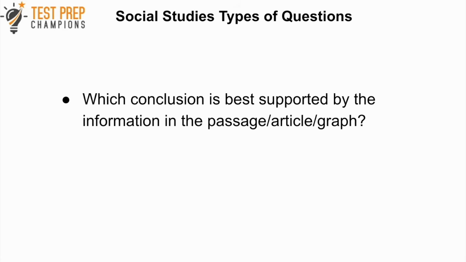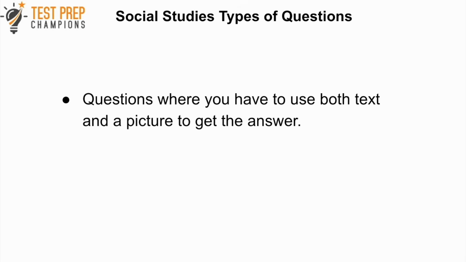Another type of question is which conclusion is best supported by the information in the passage, or it could be an article or a graph. It could even be a picture or a map or an advertisement or something like that. It could also be a combination where they give you, say, a passage and a picture, and you have to use both to figure out which conclusion is best supported. It's fair game for them to ask you questions involving both text and a picture of some sort.